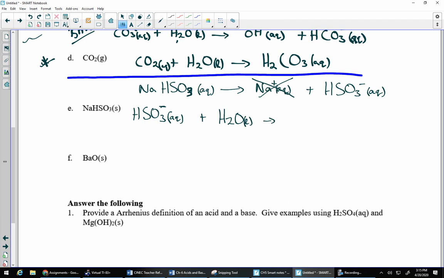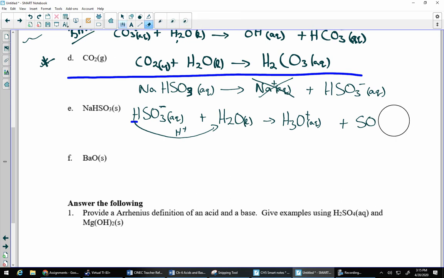My hydrogen sulfite does have an H in it. So it's reasonable that that H would be given to the water, and I would form H3O plus. And if it gave it away, it'd be SO3 2 negative aqueous. And then we can do a quick check with this.